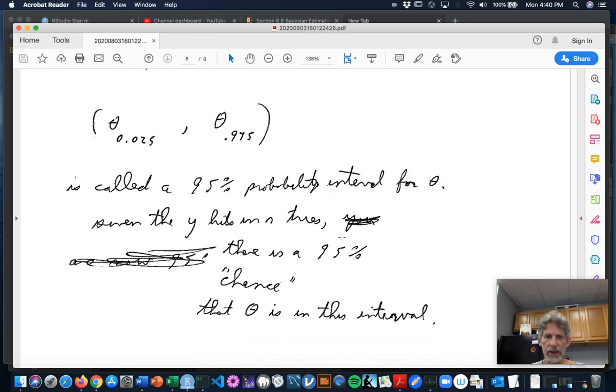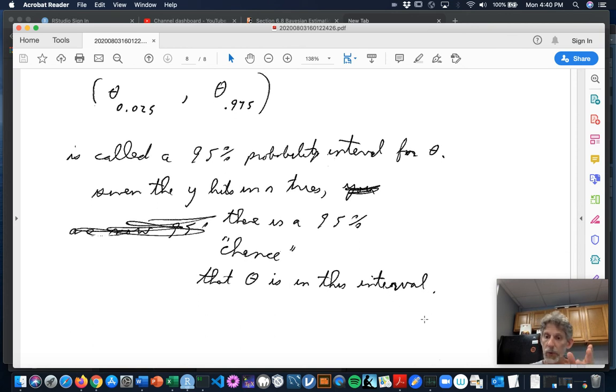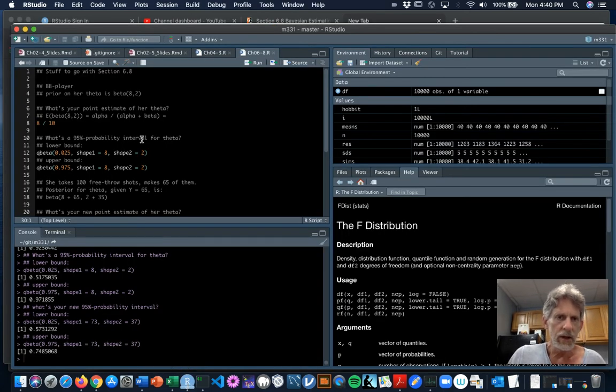So intuitively, if she makes Y hits and N tries, there's a 95% chance that her theta lies inside this interval. This is pretty neat. Why don't we go to R and work out an actual example? So I've got an R script that you'll get up on the server eventually by the time you see this screencast.